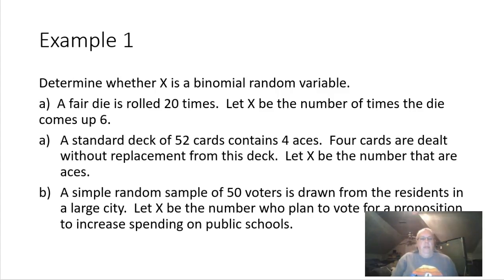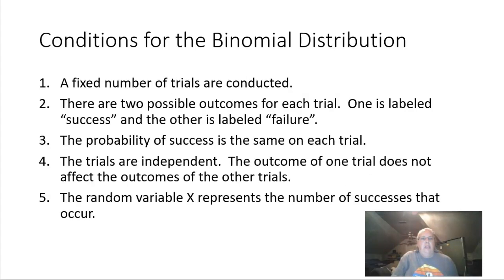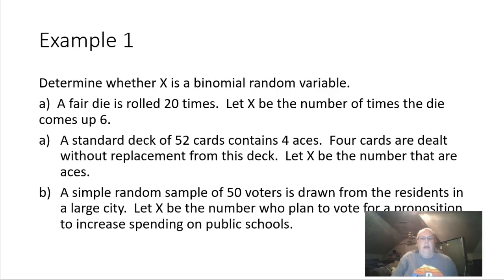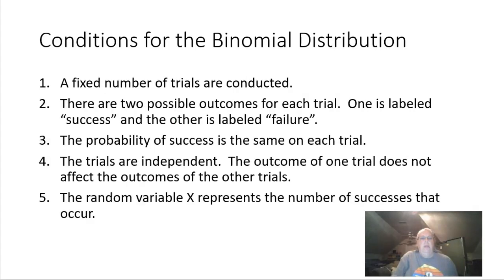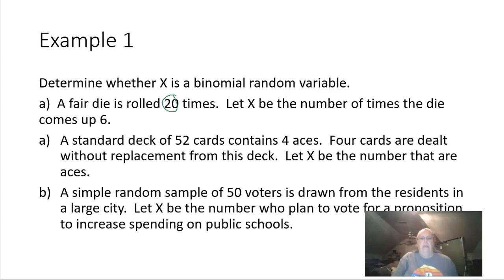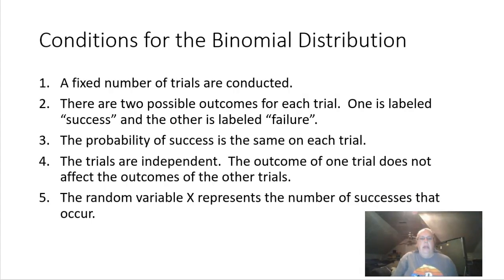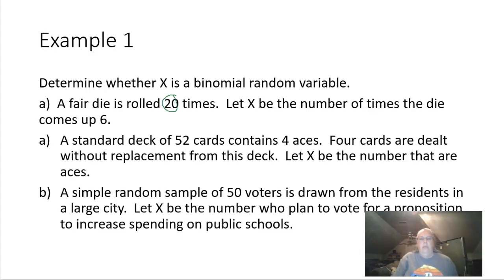Okay, the first thing we need is to know if there are a fixed number of trials. And yes, there are. Our fixed number is right here. That's 20. All right, the next thing we want to know, are there 2 possible outcomes for each trial? Well, yes. Either we get a 6 or we don't get a 6. Number 3, is the probability of success the same on each trial? Well, the probability of getting a 6 is always going to be 1 out of 6, so yes.